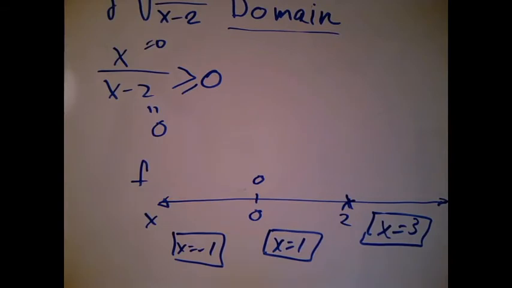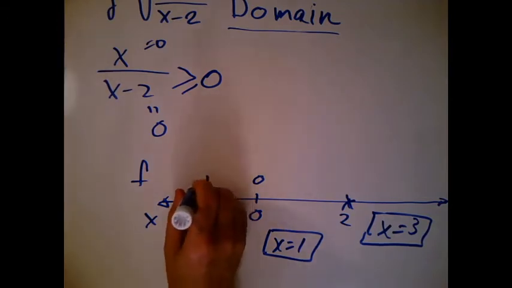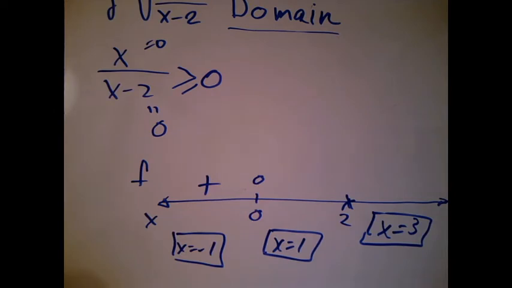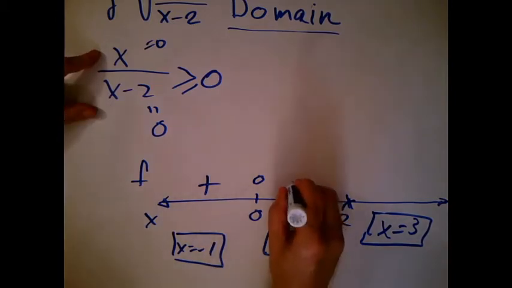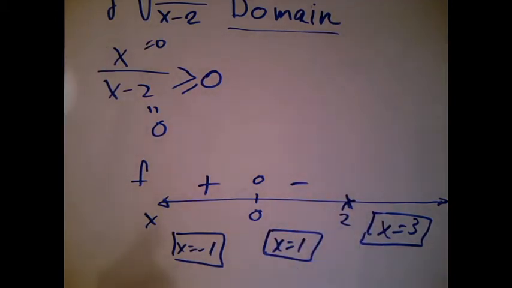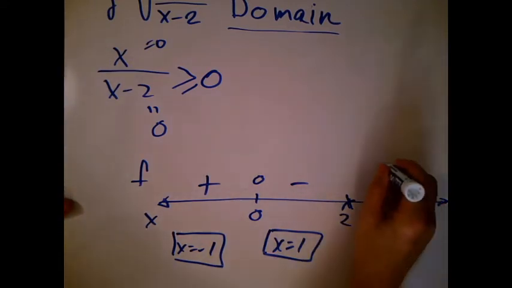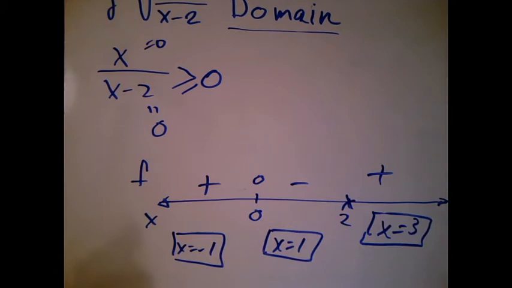Now, when I take -1 and I put it in the top and I put it in the bottom, I get -1 on top, -3 on bottom. So it's minus on top, minus on bottom. That gives a plus right here. When I plug 1 in for x, I get positive on top, negative on bottom. So I get that. And when I plug in 3, I get 3 on top, 1 on bottom. That's positive again. Now what did I want to get? I wanted to get answers that were bigger than or equal to 0.